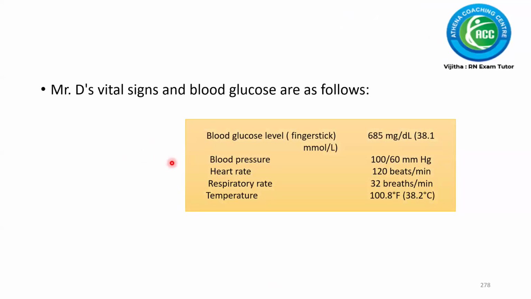Any vital signs and blood sugar level? You can just read it. Blood sugar level high and respiratory rate is high and heart rate 120. Just remember this. Okay. Temperature elevated. Vital parameters?